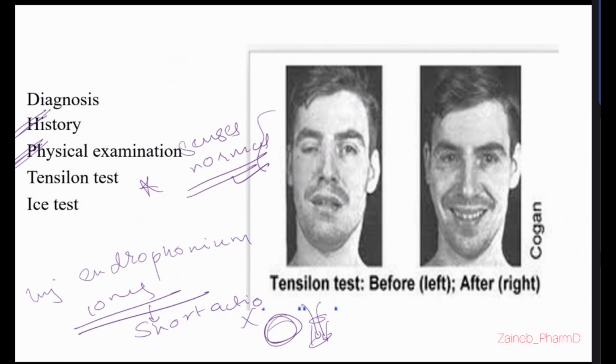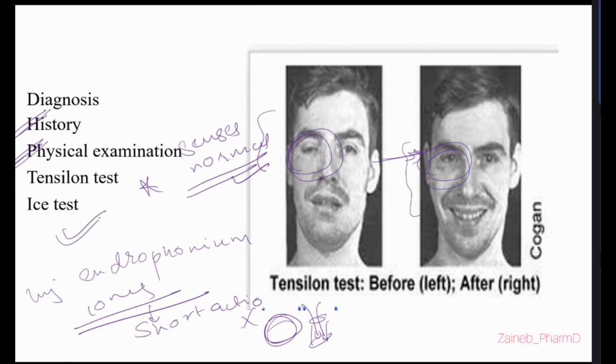Now, as you can see in the image, the patient is undergoing the Tensilon test. First he is having ptosis in one eye, and when he is given edrophonium, the symptom gets temporarily relieved. We can see the immediate improvement. So this confirms that it is myasthenia gravis.